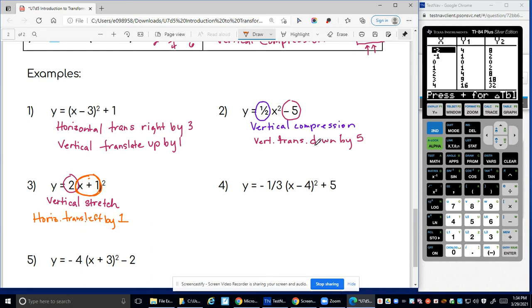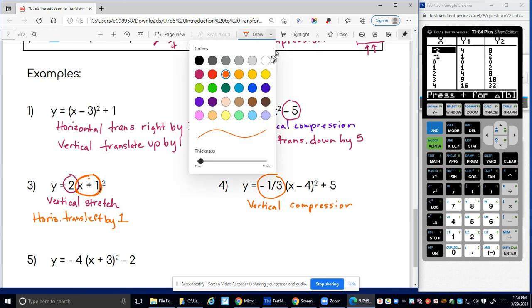All right. Here we have 3 different things happening. We've got this. That looks like a compression. So I'm going to say vertical compression because it's a small number. And it's right in front of x squared, right?